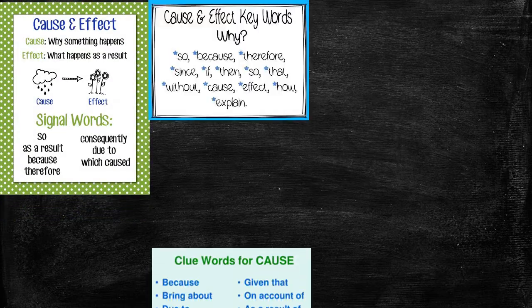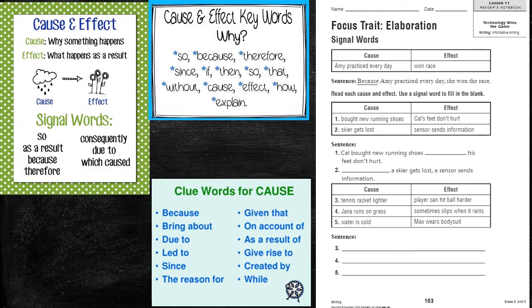I want you to open your books to page number 163. Register your name and date on the top, and let's get started. Now, the focus trait is elaboration. That means details in a text. And what you're going to learn today is to look for a cause and effect the moment you come across a signal word, which are shared here with you on the side of the slide.